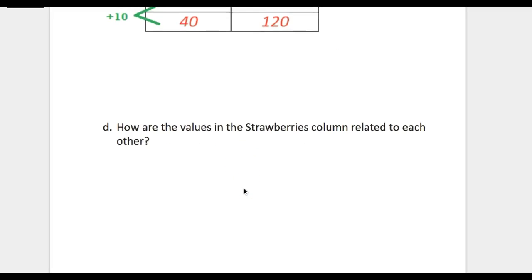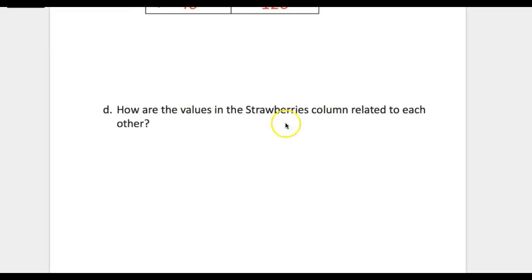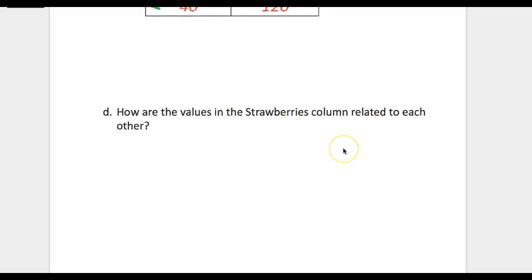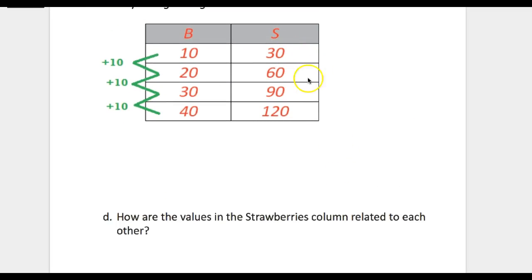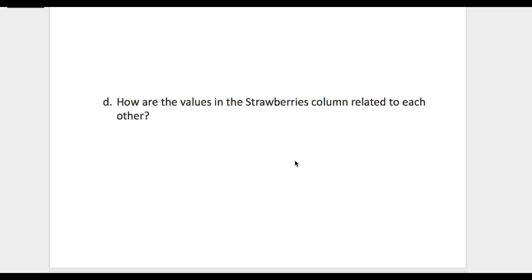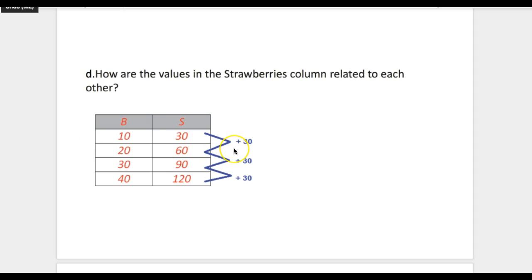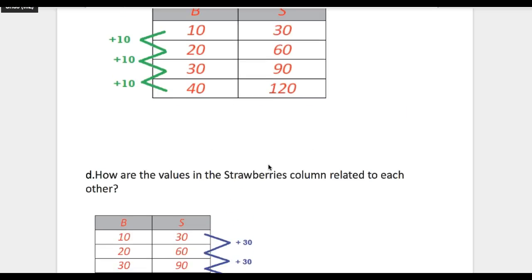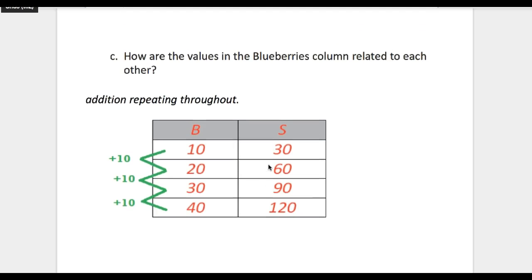Now, knowing that, how are the values in the strawberry column related to each other? If you look at the values in the strawberry column, what do you notice about them, and how are they related to each other? Look in your columns and your ratio tables and see what you see. See what you can figure out. Well, if you noted that in the strawberry column, much like the blueberry column, they're continually adding. So again, we have addition repeating throughout.